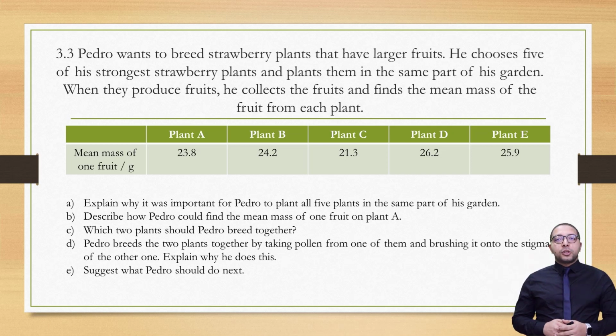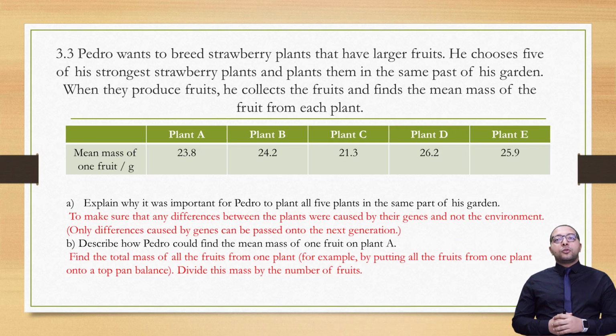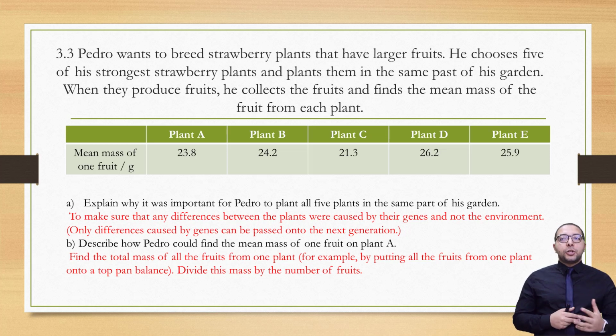Okay, the first question: explain why it was important for Pedro to plant all 5 plants in the same part of his garden. The answer is to make sure that any differences between the plants were caused by their genes, not the environment. Mainly the minerals and the stuff which are found in the soil, they might affect the plant, as you know. So he wanted to make sure that the change is found only in the genes, not in the environment.